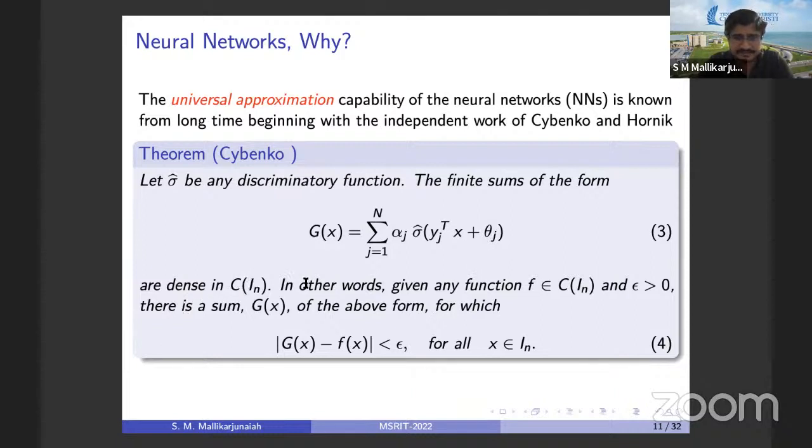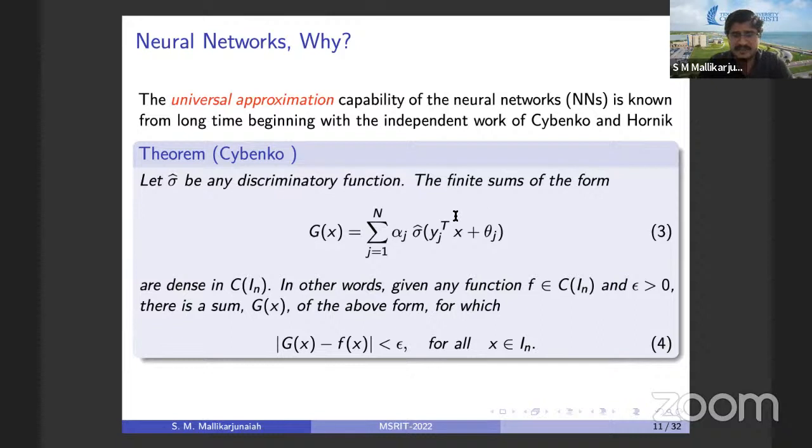In other words, you take any function f in C(I_n). I'm going to tell you what I_n is also. So next slide, I'm going to tell you what sigma is, the discriminatory function, and I'm also going to show you the meaning of I_n. Now you take any function f in C(I_n). You can write that f as a finite sum using formula 3, and the difference between that and f in some specified norm will be a small number, and this is true for all x in I_n.